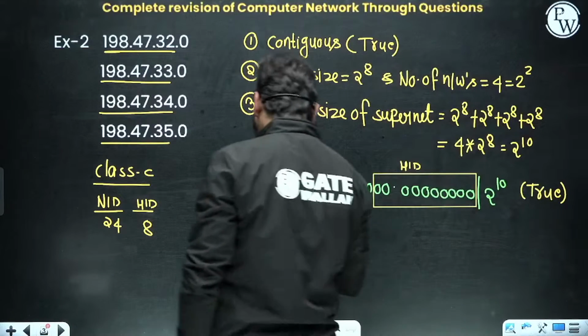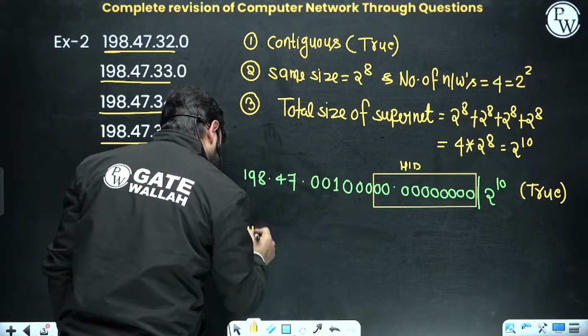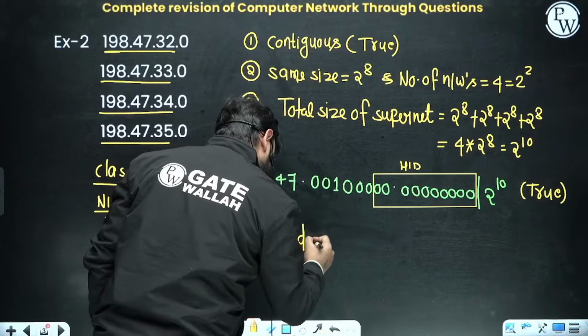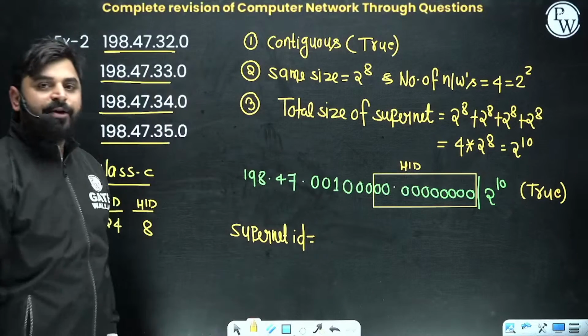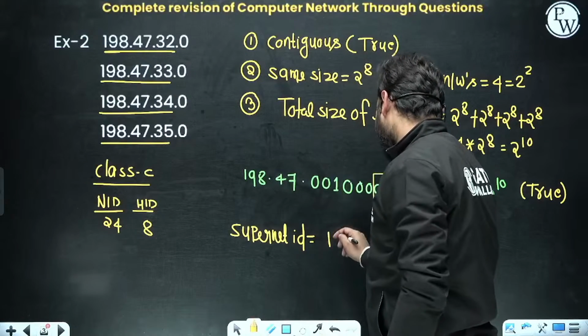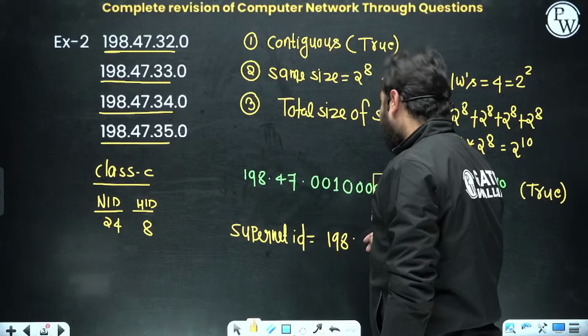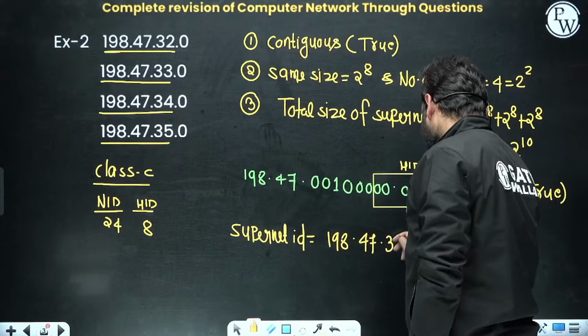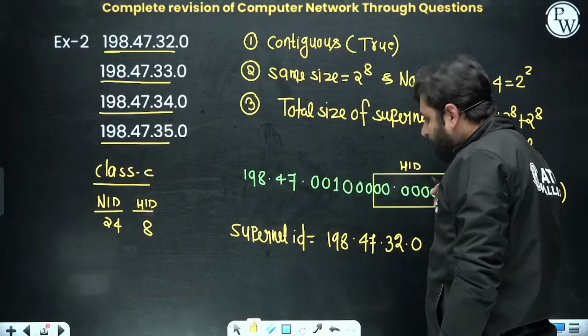So what is the supernet ID? Can anyone tell me what the supernet ID is? Equal to the first IP address. First IP address always. So this is nothing but 198.47.32.0. This is the supernet ID.